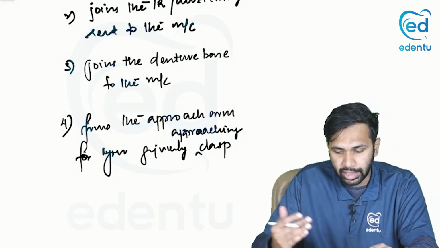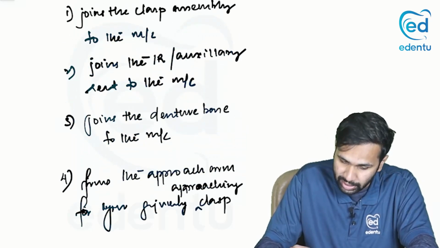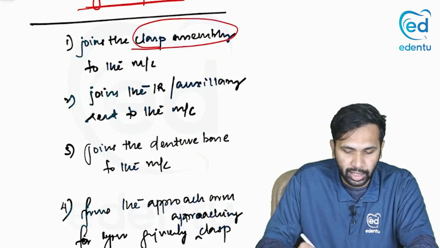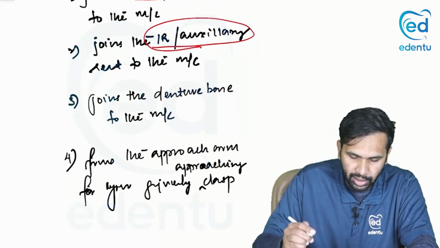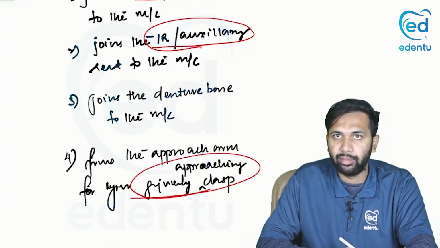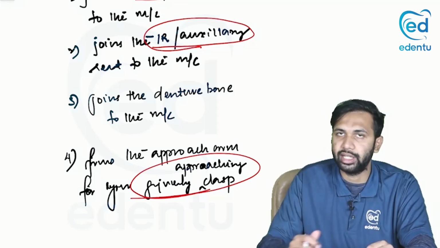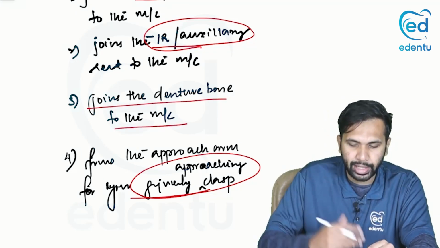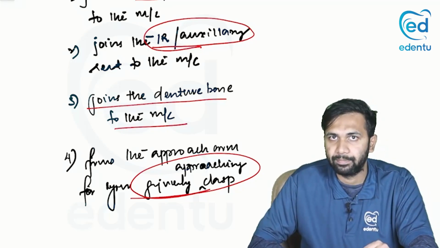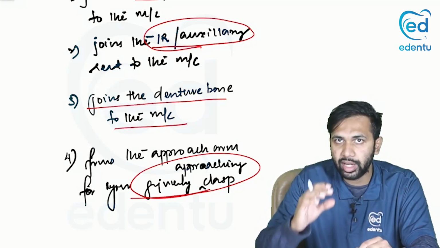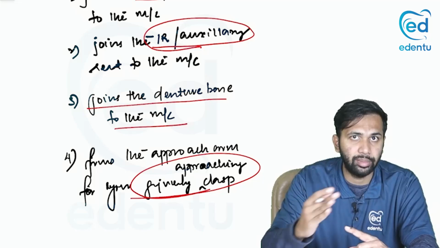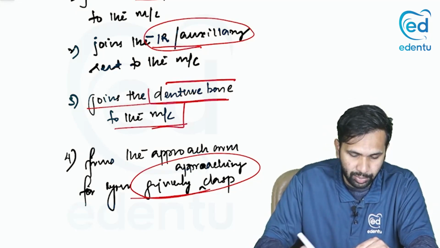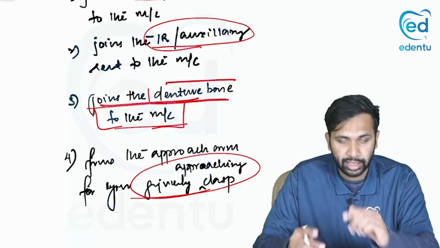All these we'll study when we study the corresponding components. This joins the clasp assembly. We'll be studying about clasp assembly. It joins the indirect retainer. We'll be studying about this. Gingivally approaching clasp. We'll be studying about this. So it will be discussed when we study the respective topics. Now just focus upon the minor connector which joins the denture base to the major connector. Again, whatever component is joining anything to the major connector is called a minor connector. So this type of minor connector that joins the denture base to the major connector is what we'll be discussing now.